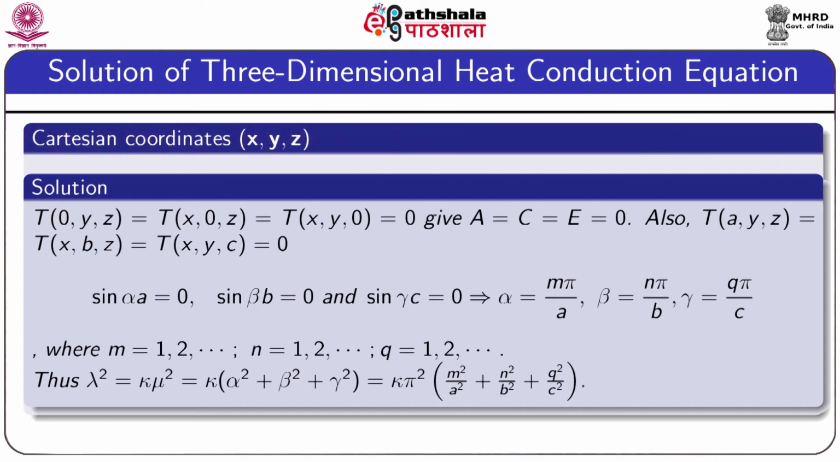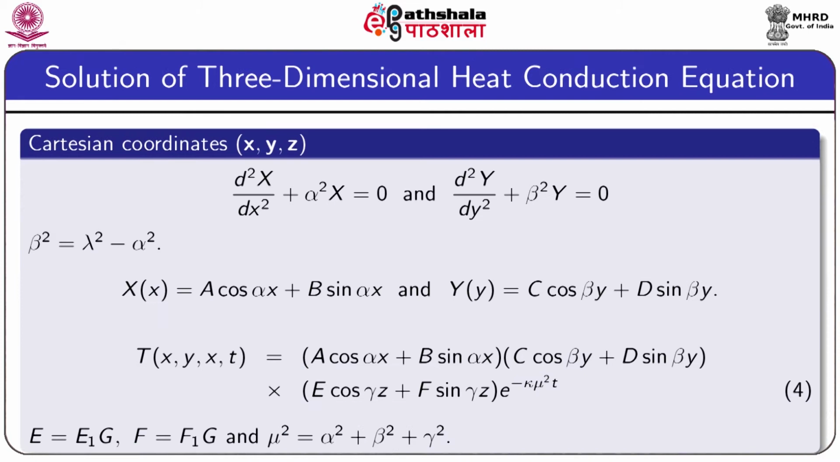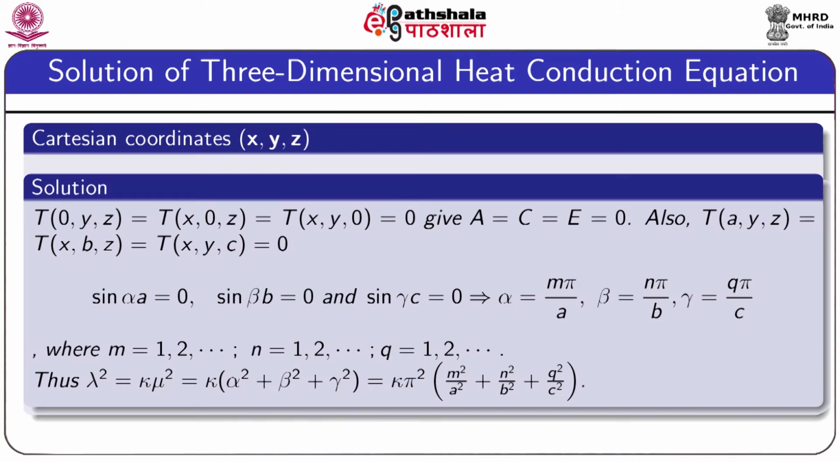And in the expression, if we go back to the general solution, there is one exponential term with t, which is kappa into mu square. So for this particular problem, we assume that lambda square is kappa into mu square. So this problem becomes kappa pi square, m square by a square plus n square by b square plus q square by c square.